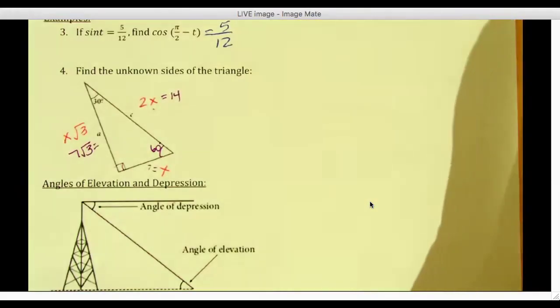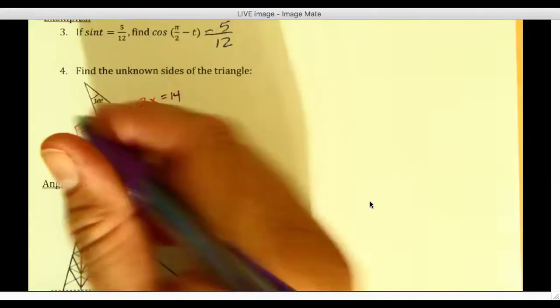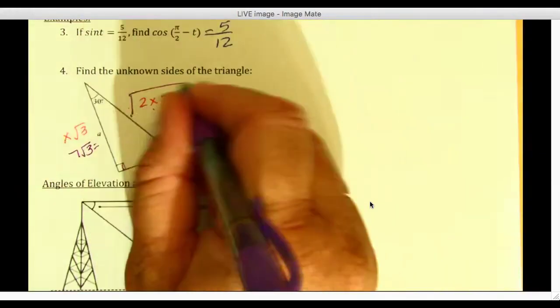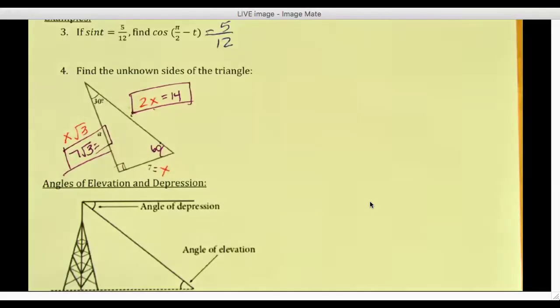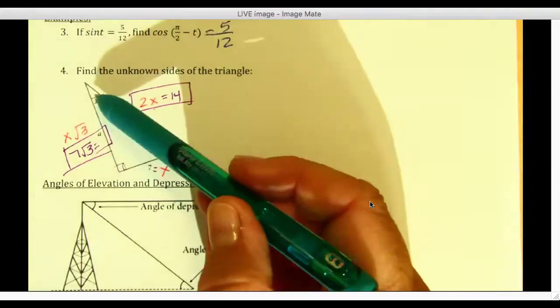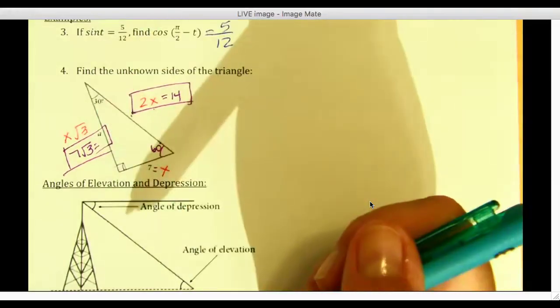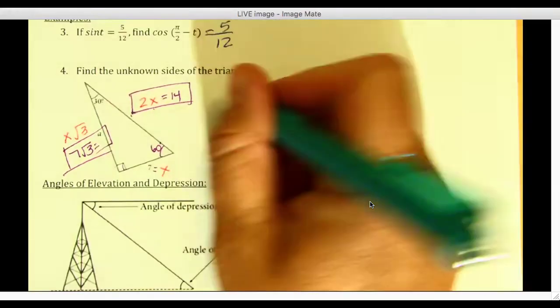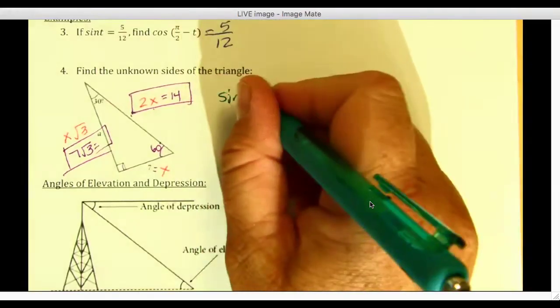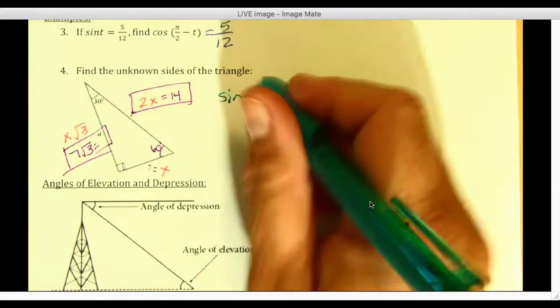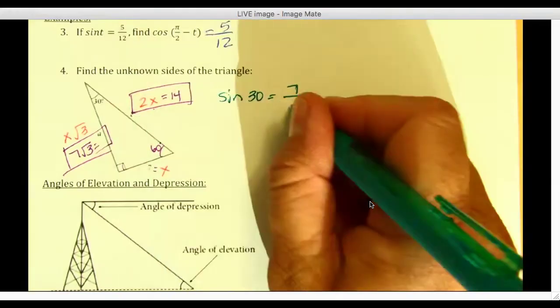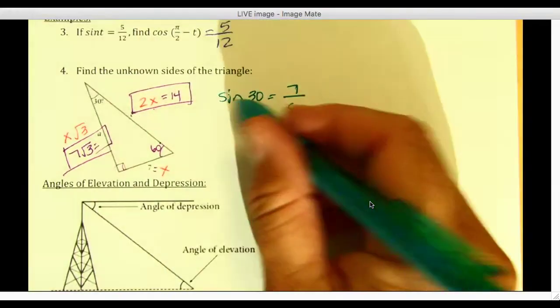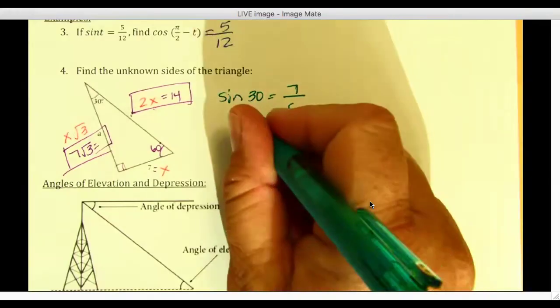But if we didn't remember that, let's say we didn't remember those things. So we've already found the pieces that they asked for, the a and c, those unknown sides. But if we didn't remember that relationship, well, the other thing we could do is if we know that this angle is 30 and I know the opposite side, I could find sine of 30 degrees is equal to 7 over c. And we know that sine of 30 degrees is equal to 1/2.